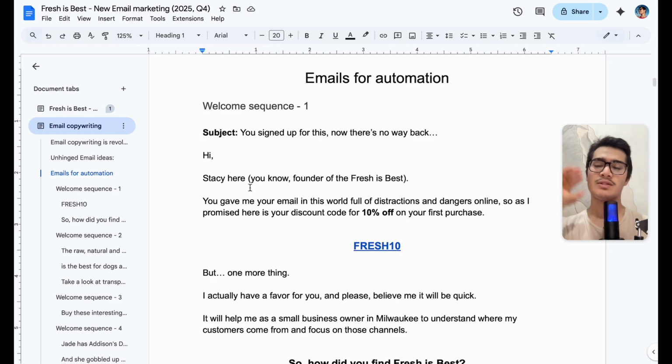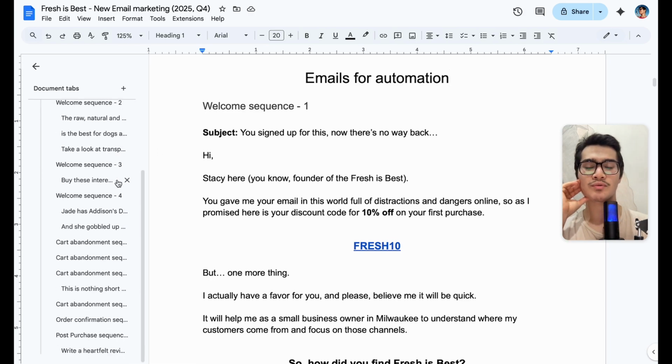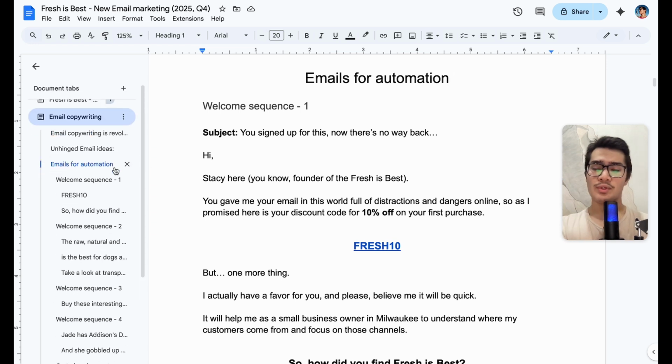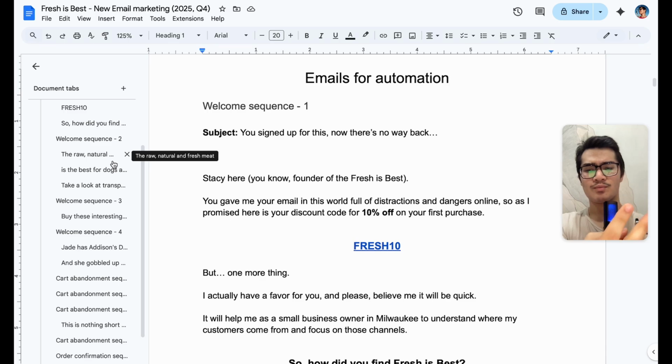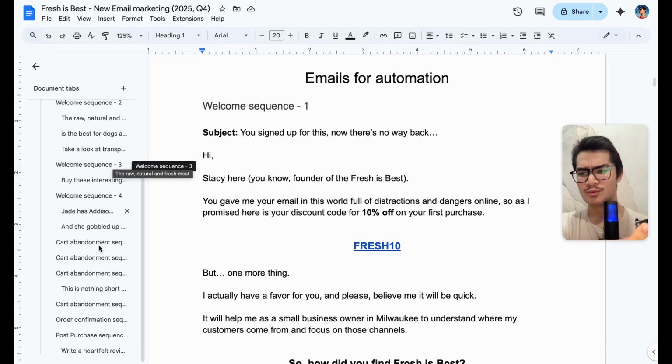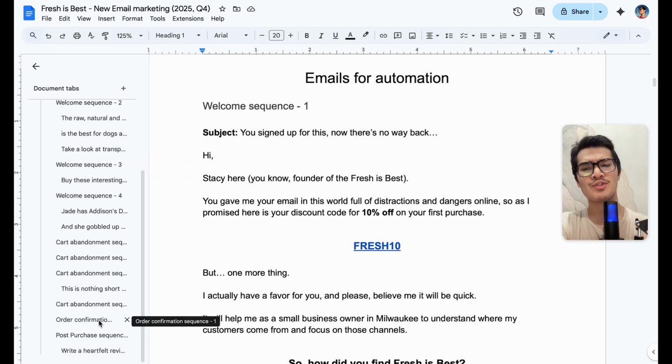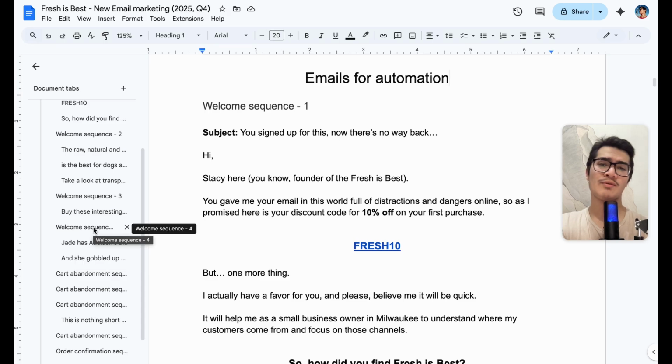So here we go, and here are the email sequences that I wrote. There are tens of them, and here we have the welcome email, cart abandonment, then order confirmation, post-purchase emails. Each of them has a different quantity.